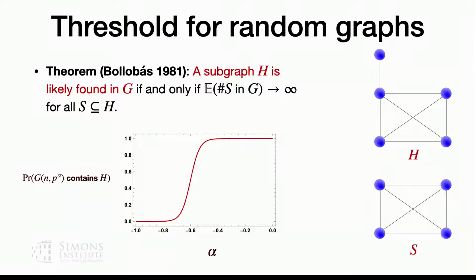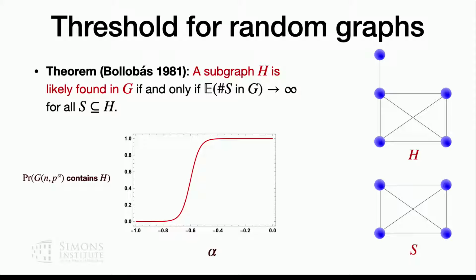So thankfully, there's a classic theorem about random graphs that tells us what is the case. What we saw is that it's not enough to consider the expected number of H's. We also need to consider the expected number of S's, and of course, of any subgraph of H. And Bollobás in 1981 told us that this is enough. So if I want to know whether an H is going to be in my graph, I need to look at the expected number of H's and also the expected number of any subgraph of H. And if one of these expectations goes to 0, then I'm not going to have H's, obviously.